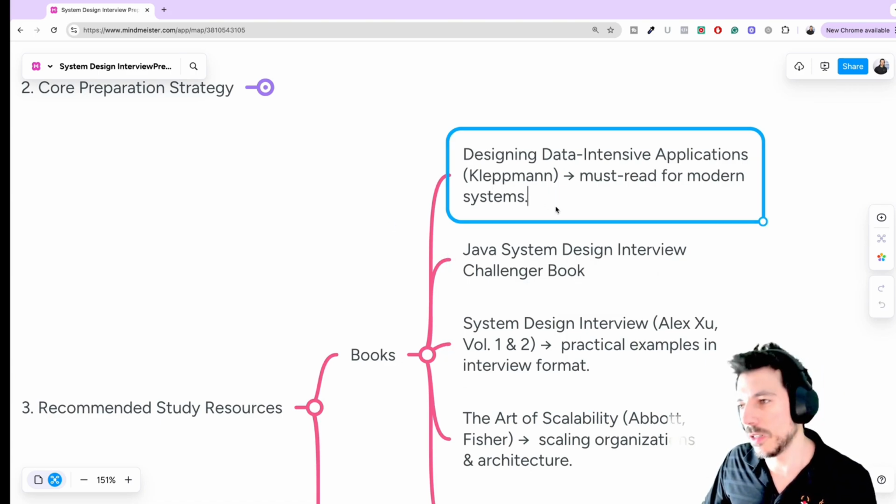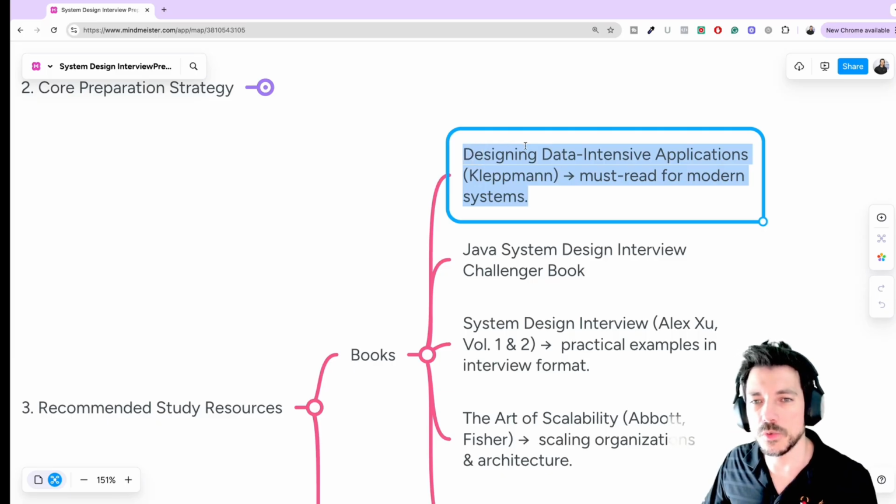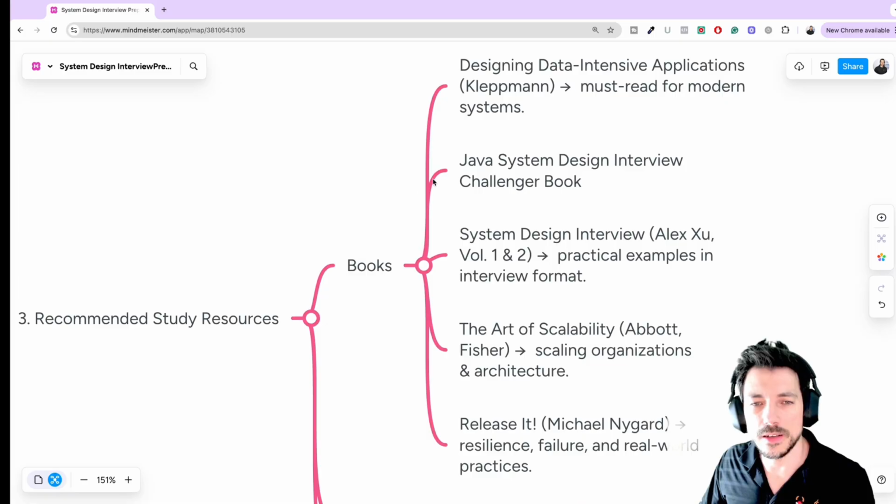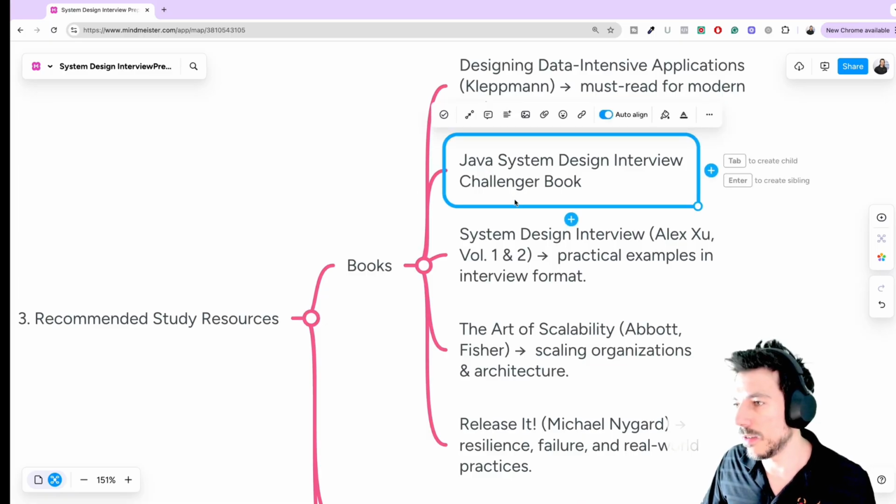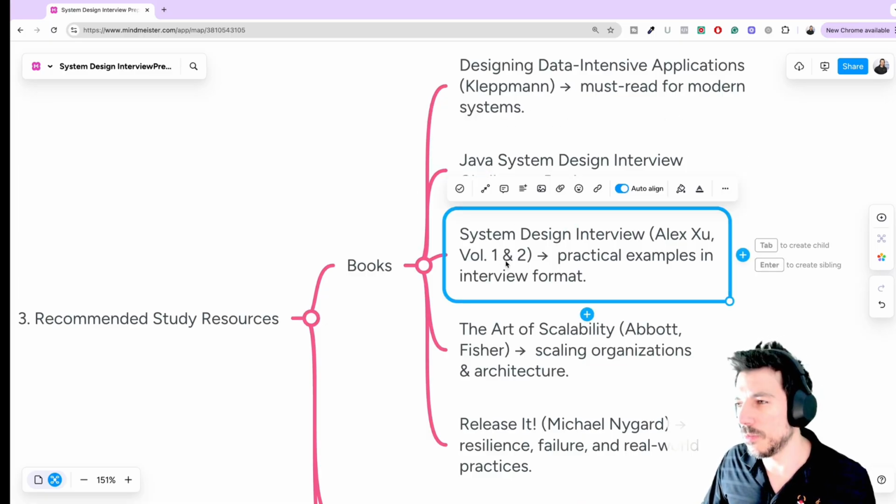And if you need to pick one book, I would pick only this one, Designing Data-Intensive Applications. This is the most complete book. Obviously, you can add more, but you don't need to buy lots of books because it's also going to be impossible to read all of them.